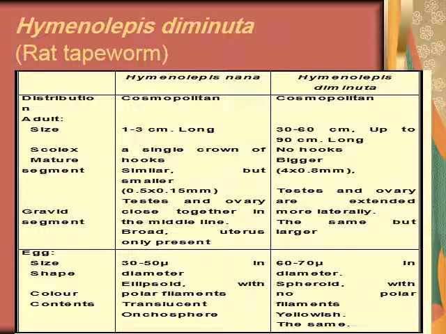The scolex doesn't have hooks in the rostellum, whereas Hymenolepis nana has a single crown of hooks. The mature segment is similar to Hymenolepis nana, but the testes and ovary are extended more laterally, and also the genital pores are on one lateral side. Concerning the eggs, they are bigger than those of Hymenolepis nana in diameter. They don't have polar knobs or filaments. This is very important for differentiation between Hymenolepis nana and Hymenolepis diminuta eggs.